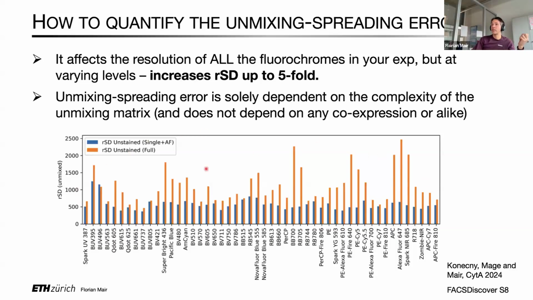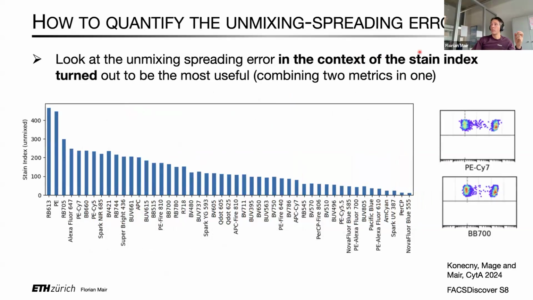So initially, we generated these plots, but then we were wondering whether we can make it even more palpable and easier to use for panel design. And this is when we decided to simply combine it with the stain index. Of course, you're all familiar with the stain index. The stain index is just MFI positive minus negative divided by 2 times RSD of the negatives.